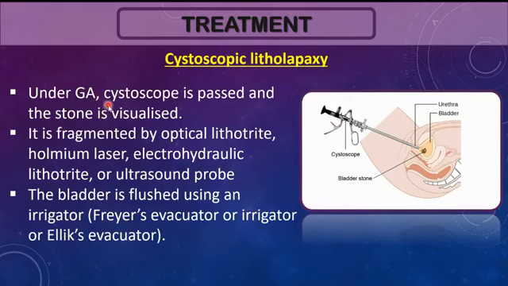It is done under general anesthesia or spinal anesthesia, whichever is available. The cystoscope is passed and the stone is visualized. It is fragmented by an optical lithotripter or by a holmium laser or electrohydraulic lithotripsy or ultrasound probes. The bladder is flushed using an irrigator, Freyer's evacuator or Ellik evacuator. So all the stone fragments are evacuated out, a catheter is put for 24 hours, then the catheter is removed and the patient can go home.